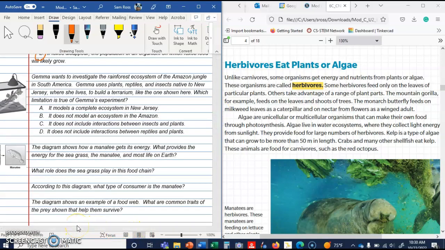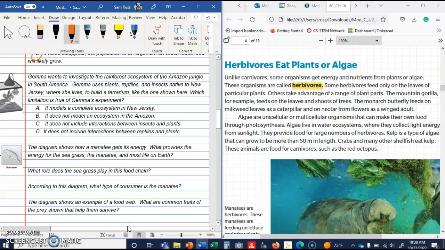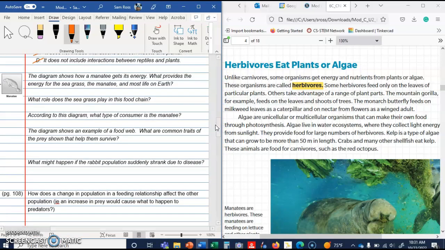Gemma wants to investigate a rainforest ecosystem of the Amazon jungle in South America. Gemma uses plants, reptiles, and insects native to New Jersey, where she lives, to build a terrarium like the one shown here, off to the side right there. Which limitation is true of Gemma's experiment? It models the ecosystem in New Jersey. Absolutely not. Everything else is native to South America. It does not model the Amazon because Amazon doesn't have the same insects as New Jersey. It includes insects and plants, and it includes reptiles and plants. So that's going to be B. Okay, we'll keep on keeping on here.